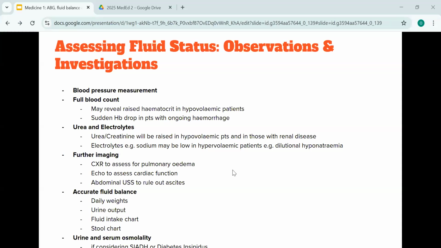They're basic. They're your generic full blood count, U's and E's, and some further imaging. I just want to reiterate the importance of an accurate fluid balance chart. This is often not done very well, both at home and in hospitals, but they're so key in the assessment and the management of patients with fluid homeostasis issues.